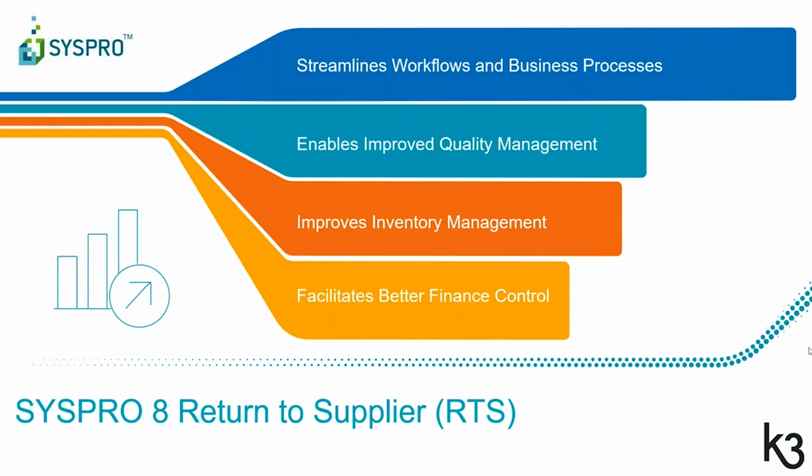And if quality has inspected it, it improves your quality management as well to be able to send that back. You've also got improved inventory management, and it takes care of the financial element of returning elements to the suppliers. So systematically, again, it's following the business process that you have set up.